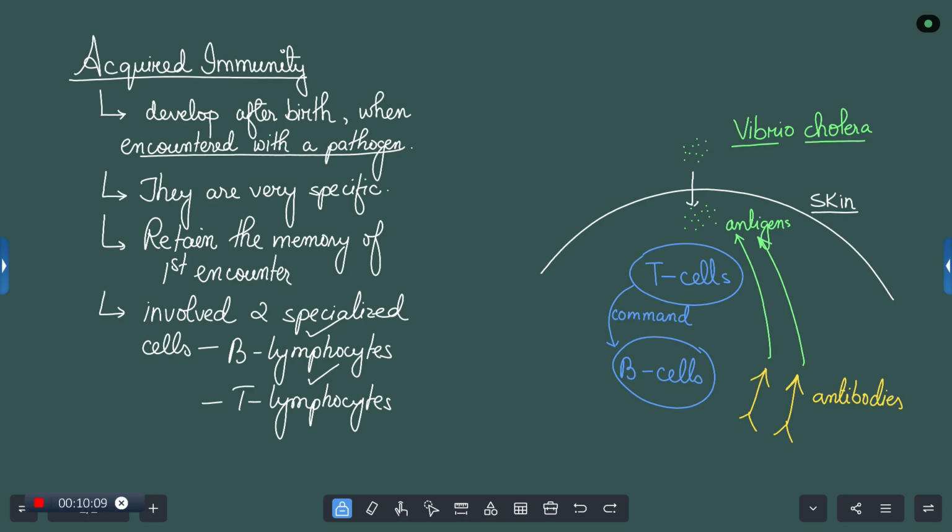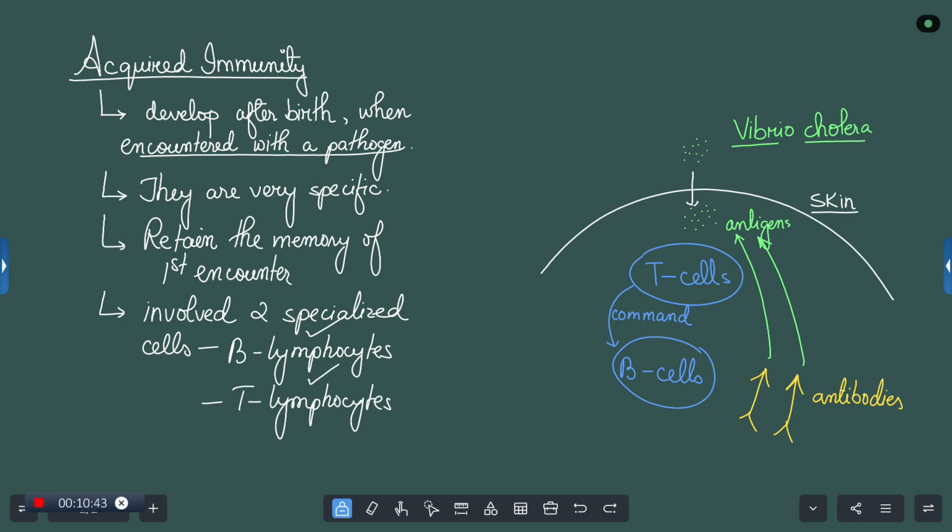Antibody production may take about 2 weeks, 3 weeks. Once the antibodies start being produced, they bind to the antigens, and the person recovers.